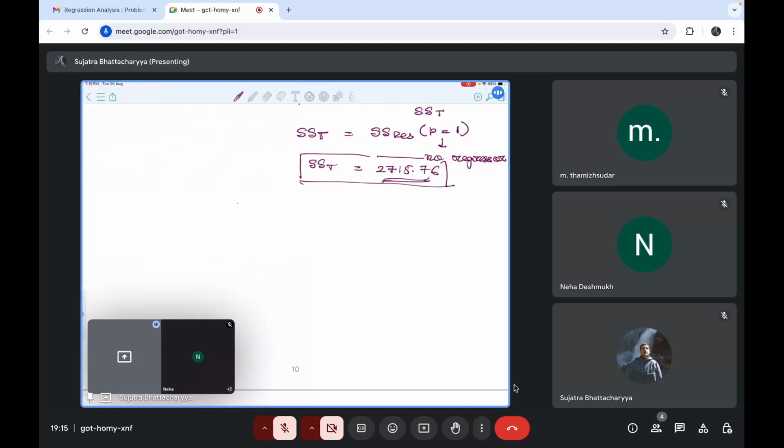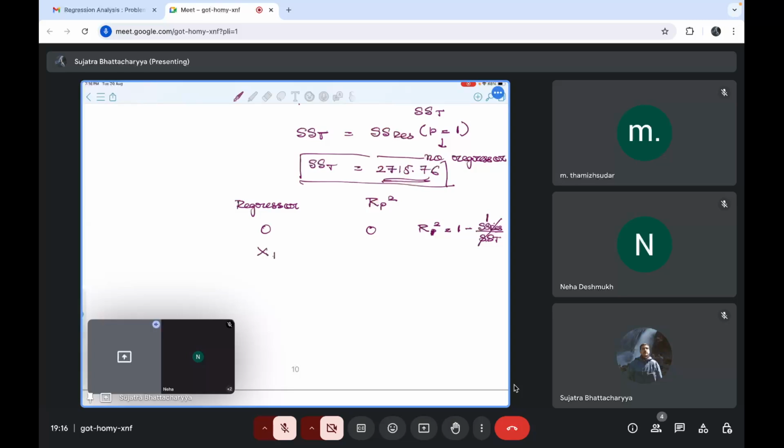Let us say regression, and R_p square. For zero regression, R_p square will be zero because SS residual is equal to SS total. This is R_p square, and p has to be 1 here. So it will be 1 minus SS residual by SS total, and SS residual and SS total for p equal to 1 are the same, so this is it.